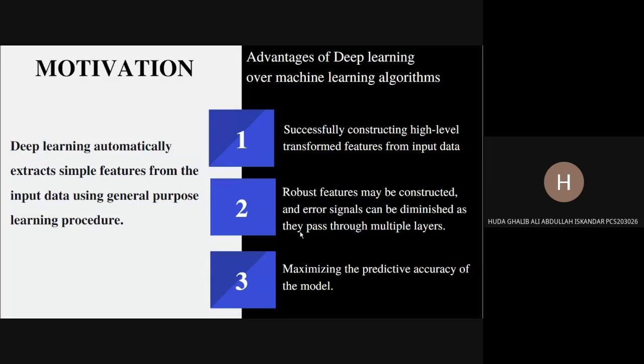For example, the deep learning approach successfully constructs high-level transformed features from the input data, and these features are robust, and error signals are reduced between the layers, because as we know, the main feature of deep learning is having many layers. And another advantage is maximizing the predictive accuracy of the model.